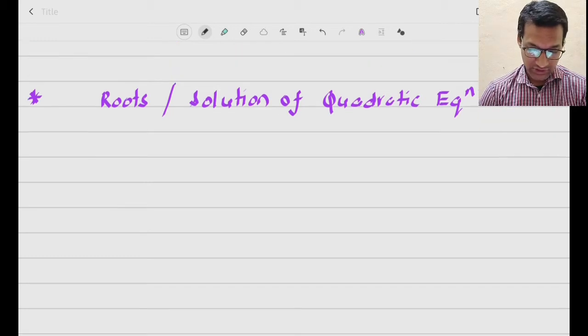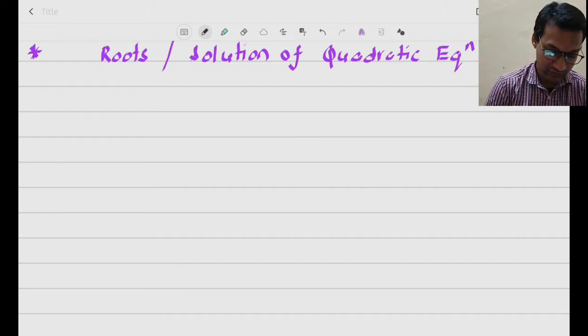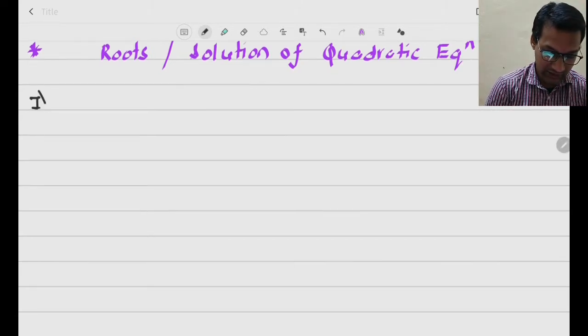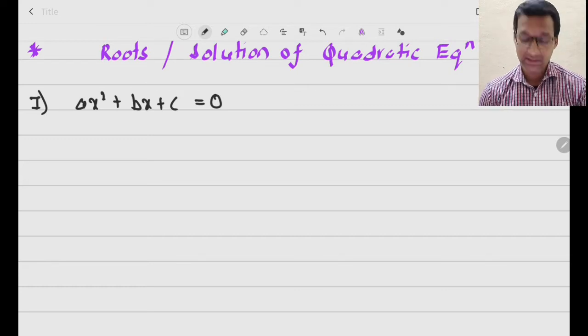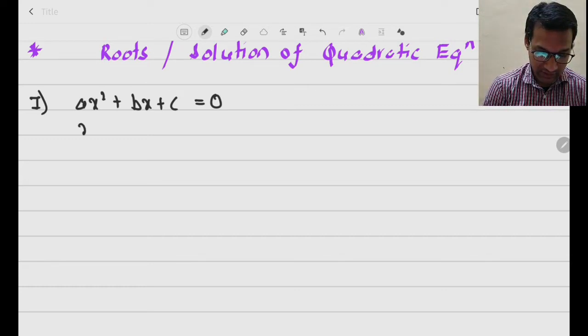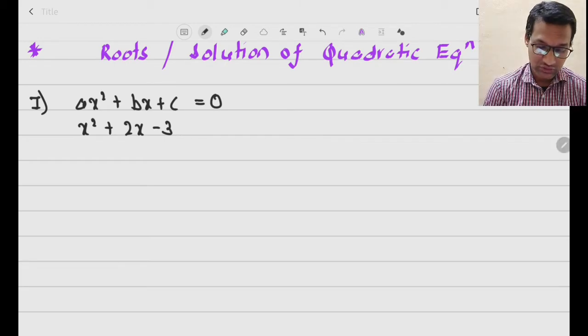Now, first, to understand what is a root or solution of a quadratic equation, the first step that we have to do is to equate the quadratic equation that we have to 0. Suppose we have ax square plus bx plus c. We will have to equate it to 0. Let us take an example. Let us say we have x square plus 2x minus 3. Then the first step that we need to find out the root or solution of the quadratic equation is to equate it to 0.